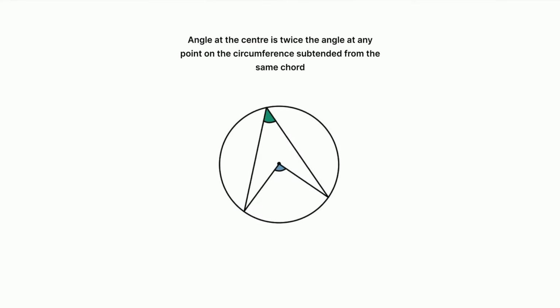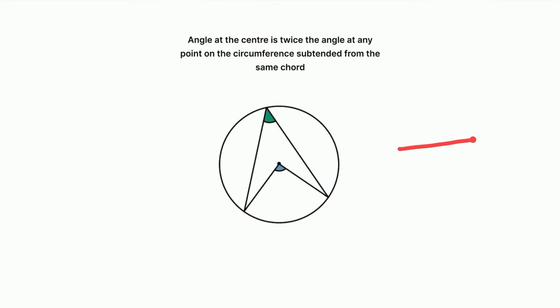And the next theorem is: the angle at the center is twice the angle at any point on the circumference subtended from the same chord. Again, with this question, the mark scheme specifically looks for the word circumference, the word subtended, and the word chord. If you do not mention those three words, you won't get the mark. So what it's saying is that the angle at the center is twice the angle at the circumference. For example, if this is 50, this angle here is 100, given that they are subtended by the same chord.